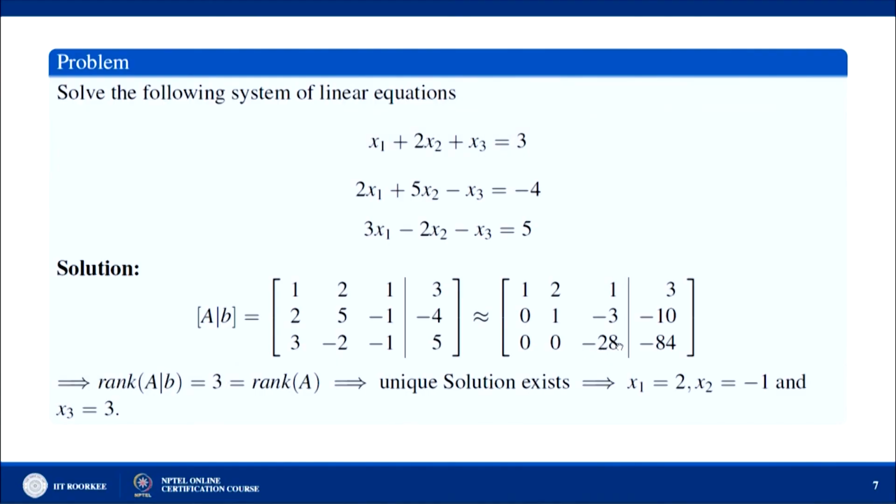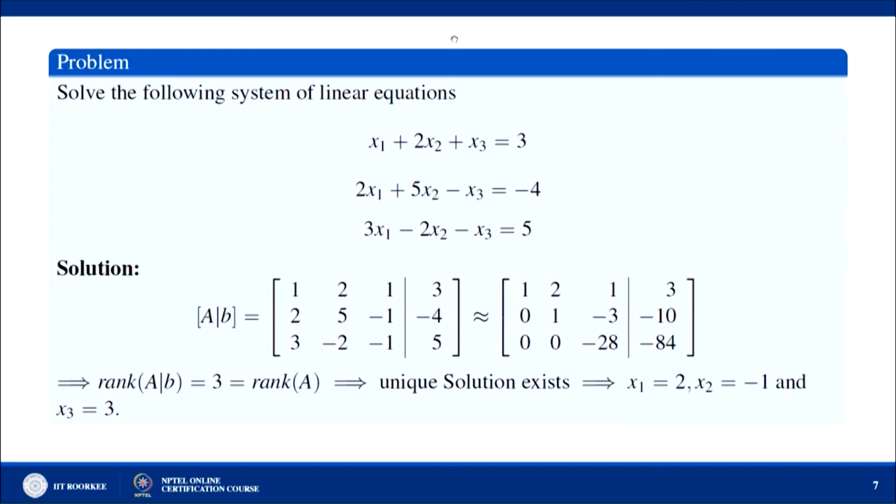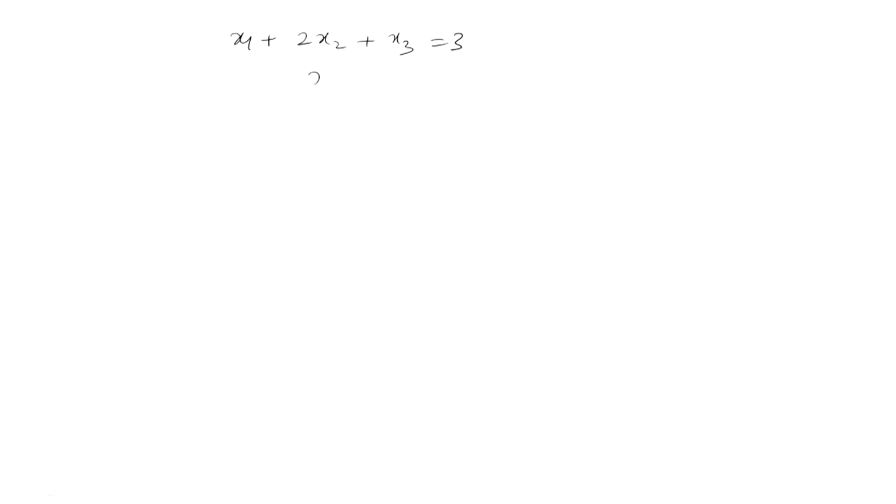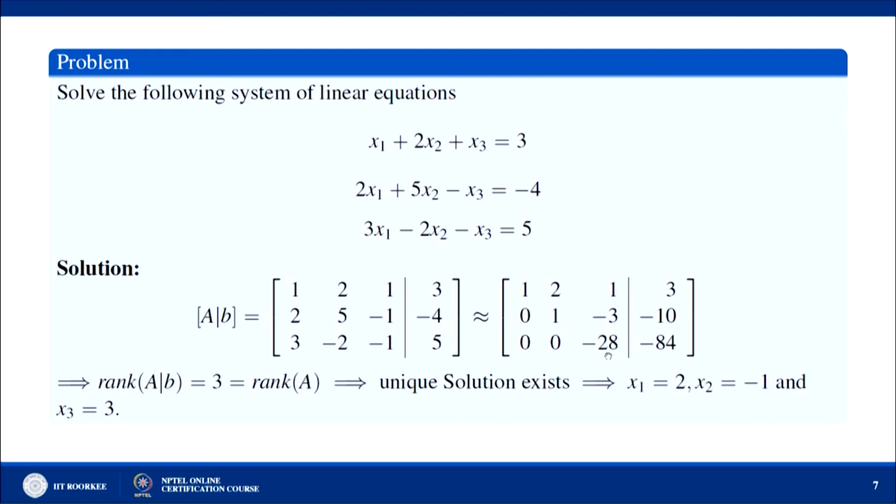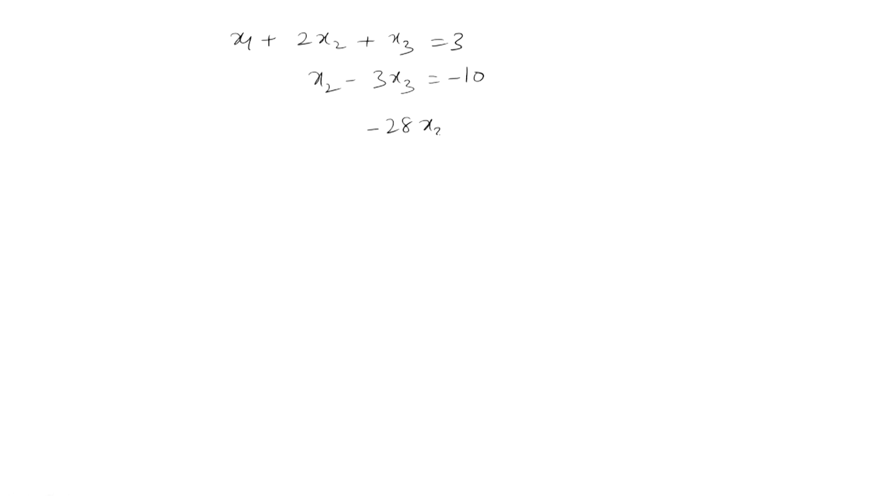Now, how to find that solution? To find that solution is simple. You can simply see, what is the first equation? The first equation is x1 plus 2x2 plus x3 equal to 3. What is the second equation? x2 minus 3x3 equal to minus 10. And what is your third equation? The third equation is minus 28x3 equal to minus 84.